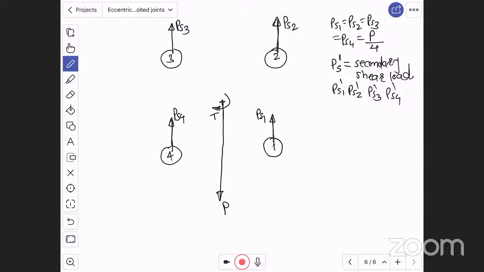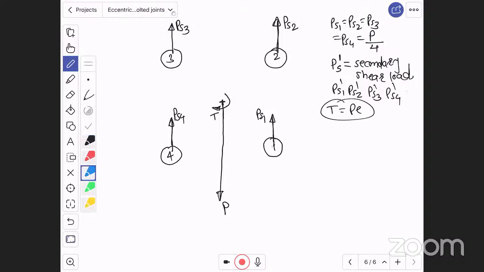Secondary shear load is to balance torque. Torque is equal to P into eccentricity E. Torque here is in clockwise direction. To cancel this clockwise torque, we need to apply anti-clockwise torque on all the bolts. The torque is force into perpendicular radius.